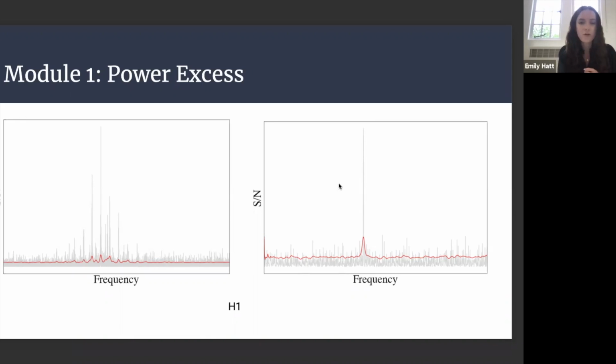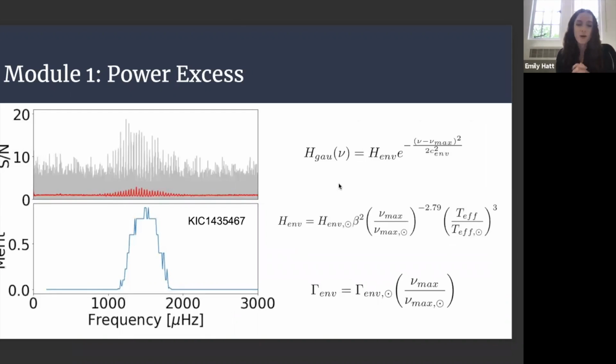So we need to do this in an automated fashion. And for an example, I've included a star observed by Kepler here. So you've got the spectrum, in grey that's unbinned, and in red that's binned data, and then at the bottom this is a merit function, which I will talk about now.